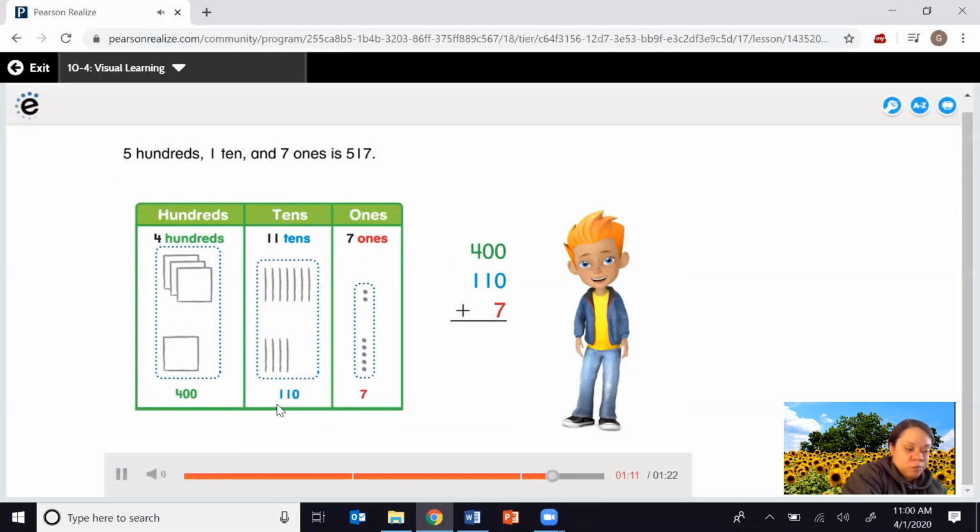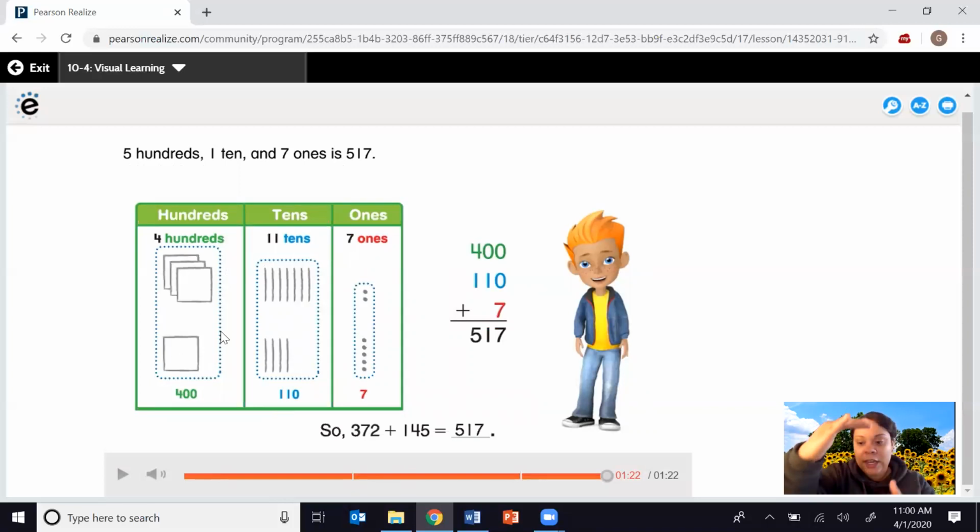110 and 7 ones is 517. So 372 plus 145 equals 517. So they basically just did partial sums. Now, if we did it the other way, where we would just have to regroup, we would start at our ones, but they basically added up their tens, their ones and hundreds, and then they lined up their numbers like this to do your partial sum. So let's call this strategy partial sums, okay?